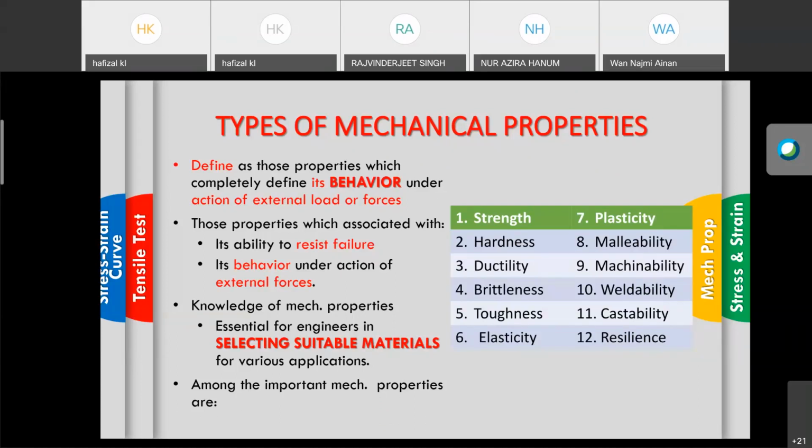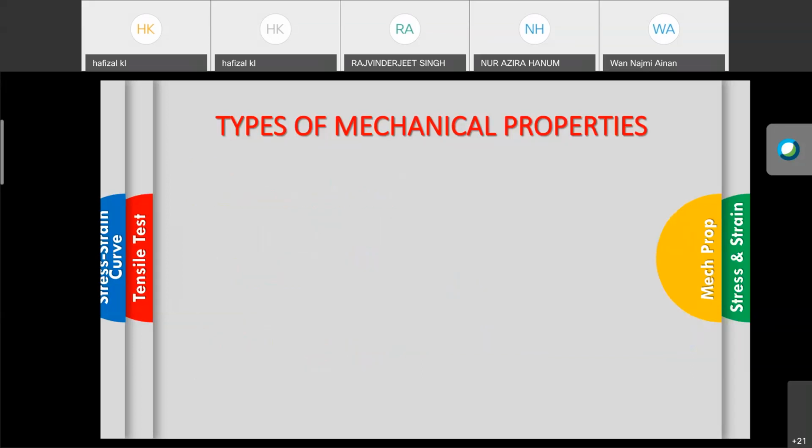There is more on its behavior according to the strength, and what is different when we talk about hardness versus ductility, or something like that.